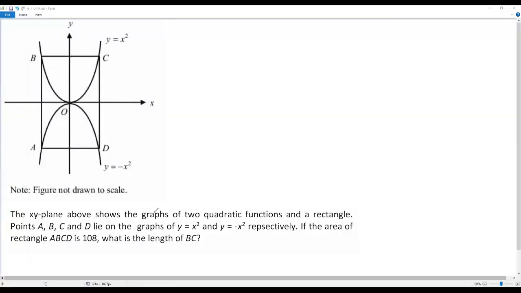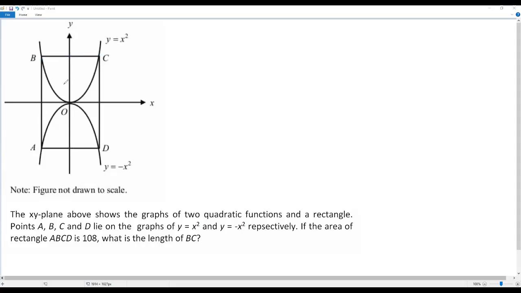The XY plane above shows the graphs of two quadratic functions and a rectangle. Points A, B, C, and D lie on the graphs of y equals x squared and y equals negative x squared respectively. If the area of rectangle ABCD is 108, what is the length of BC? So we have to find the length of this line segment BC over here.